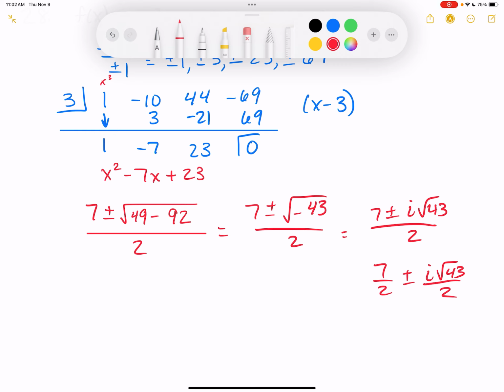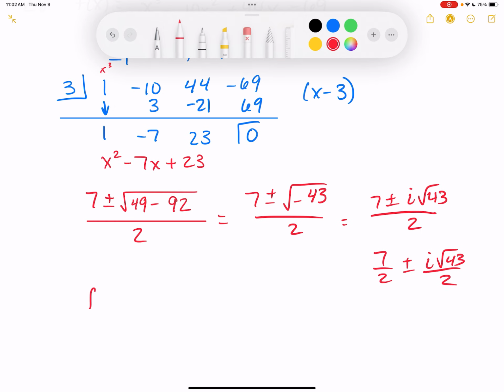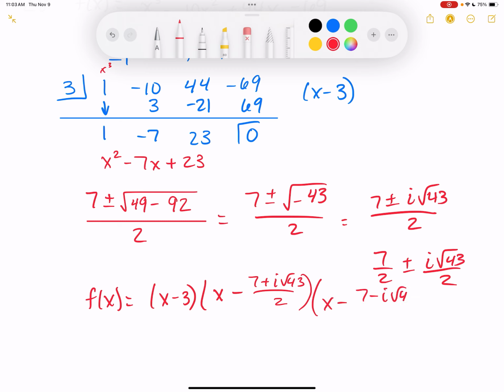That would be the only reason. So this is going to be, I have x minus 3 as a factor. So x minus 3. This is x equals this. So I'm going to do the positive one first. So it's going to be x minus, and then this whole thing, (7 plus i root 43) over 2. And then x minus the negative one, (7 minus i root 43) over 2.